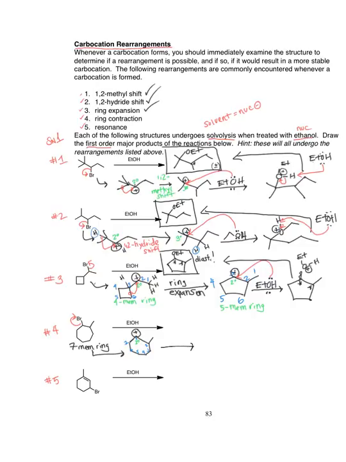So I'm going to lasso the bond between 2 and 3, move it over 1. That's a 1-2 shift. So that gives us a ring contraction. Now that means we're going to have a 6-membered ring instead of 7. Let's keep numbering because that's going to clear it all up.